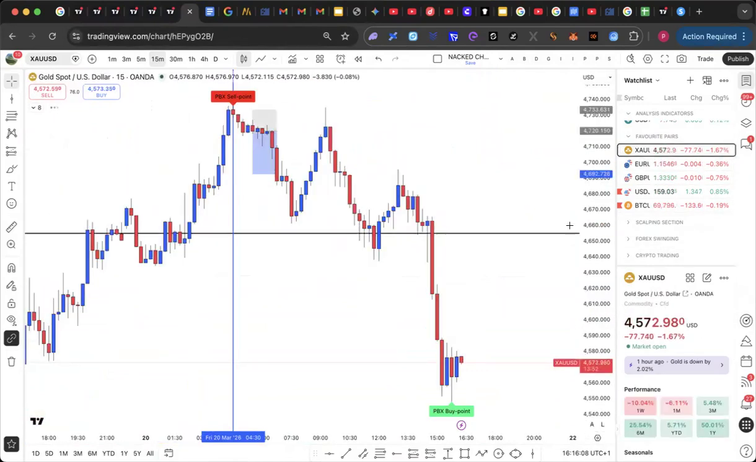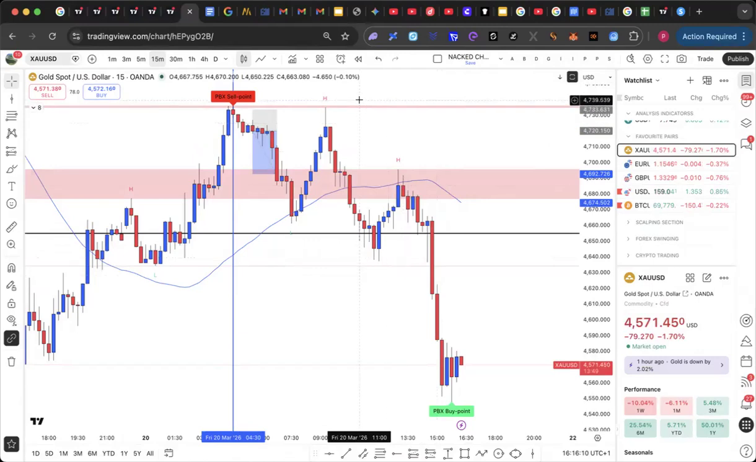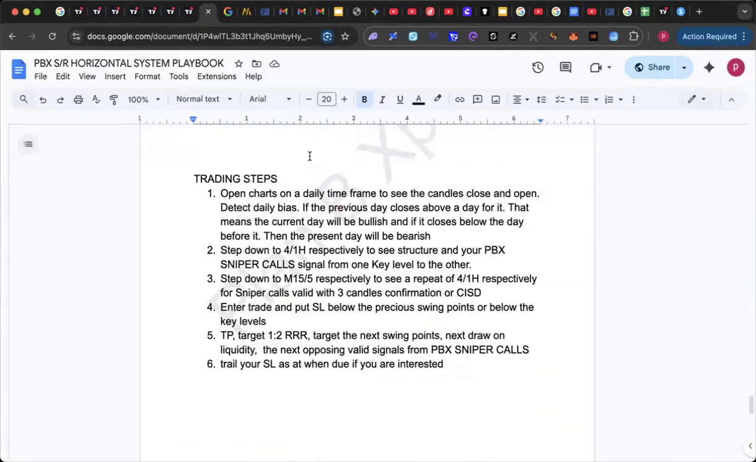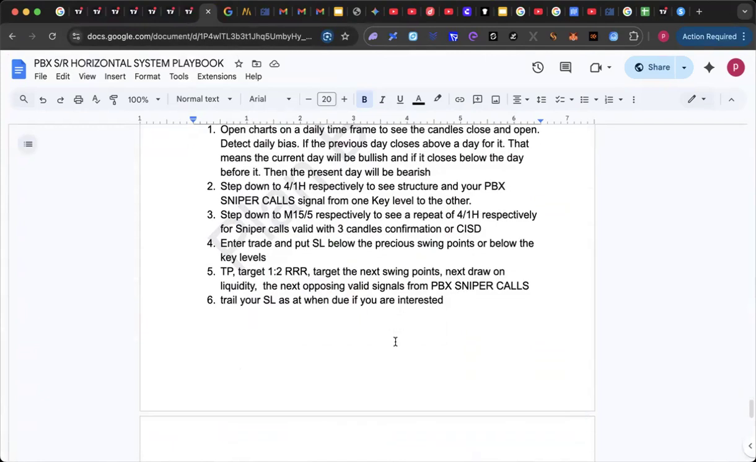And that's all. So you have not much business, you have no more stress, and that's why we have to do this to give a thorough explanation. Step down to 5 minutes or 15 minutes respectively to see a repeat of 4 hours or 1 hour respectively for sniper calls, valid with 3 candles and confirmation, or change of state of delivery. So enter the trade and put stop loss. I just told you this.